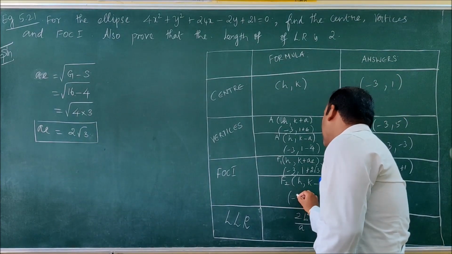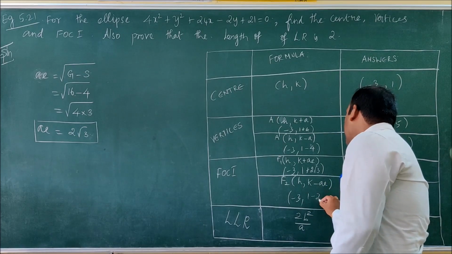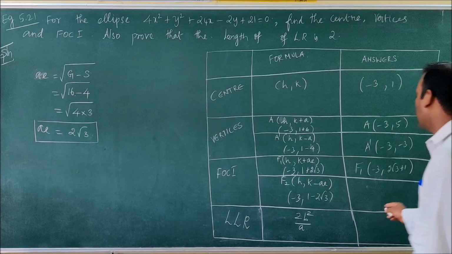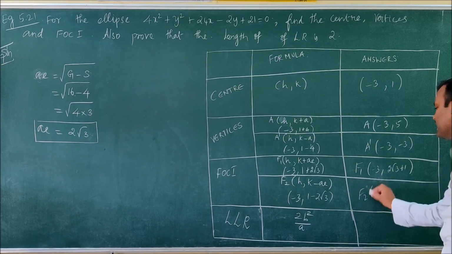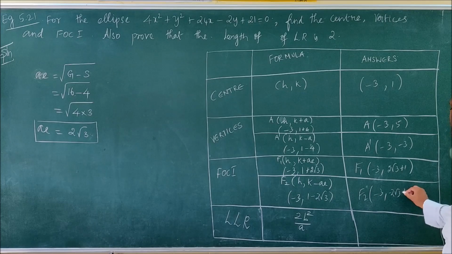Next, the other focus F2, which is nothing but (−3, k − ae). The value of k is 1 and ae is 2 root 3. So the other focus F2 is (−3, −2 root 3 + 1). So this is the other focus.